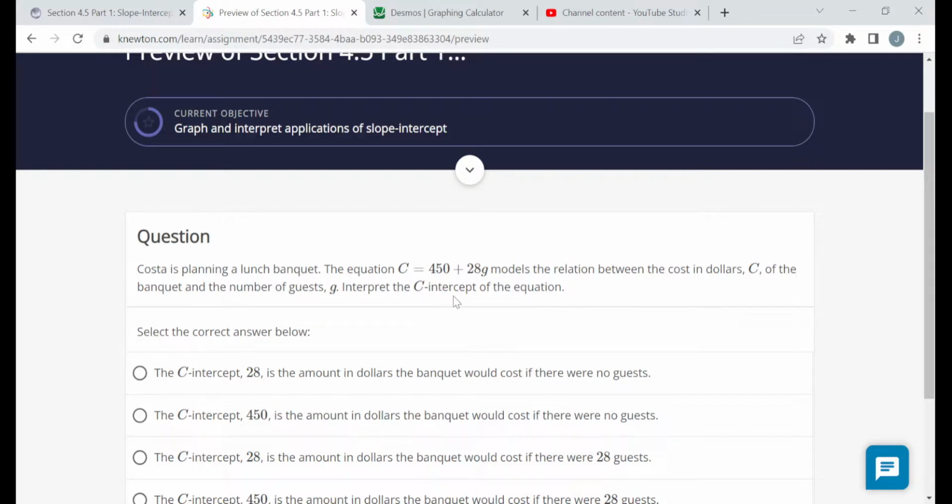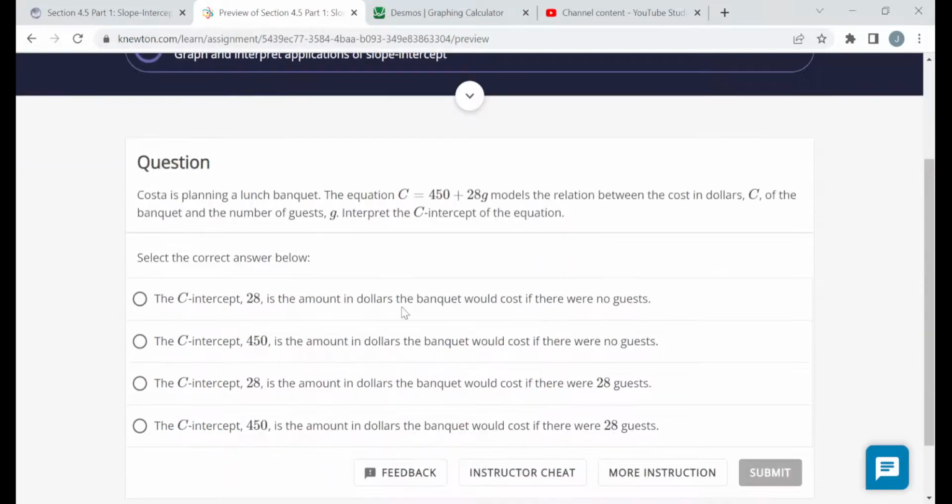But they want the c-intercept. The intercept would be 450. And that is, what's the cost if no guests show up? So if no guests showed up, it would still cost Costa $450 to like rent the hall or something, or throw the banquet. That's this interpretation here. The c-intercept 450 is the amount in dollars the banquet would cost if there were no guests.